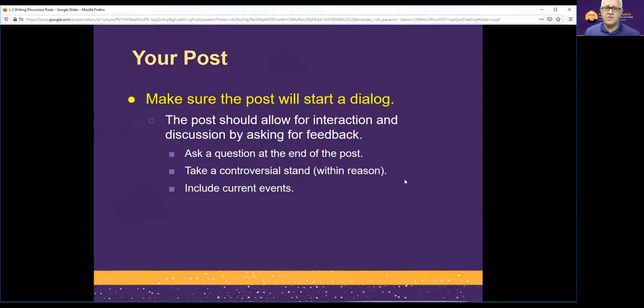Include current events if you can. Relate it to something going on. You can also incorporate a personal experience. You've been in my classroom enough and you know that I will often include a personal experience with my discussions. Most important, don't make stuff up. Just because you think something might be that way, go out and verify it first. Don't make stuff up.